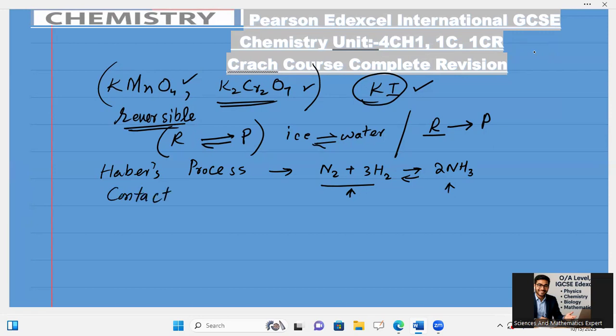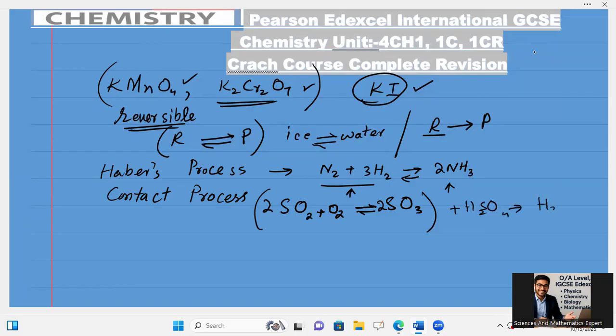And the second one, which I take as a reversible reaction, is the contact process for the production of sulfuric acid, in which we take the production of SO3. SO2 plus O2 is going to form SO3. If I go for balancing, then 2 and 2 I am adding. You can see that oxygen is balanced now. And this SO3 is going to react with concentrated sulfuric acid, H2SO4, to produce oleum, H2S2O7, which is reacted with water to produce more sulfuric acid. That process is used for the production of sulfuric acid.